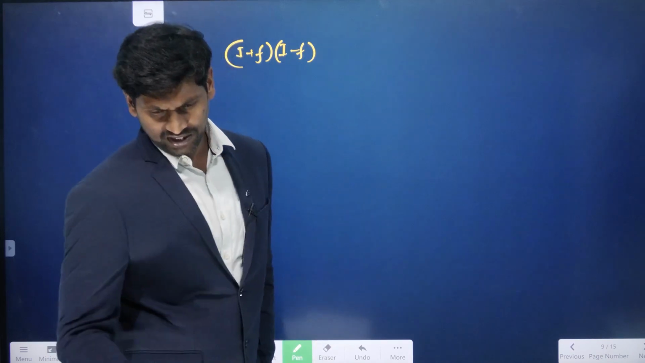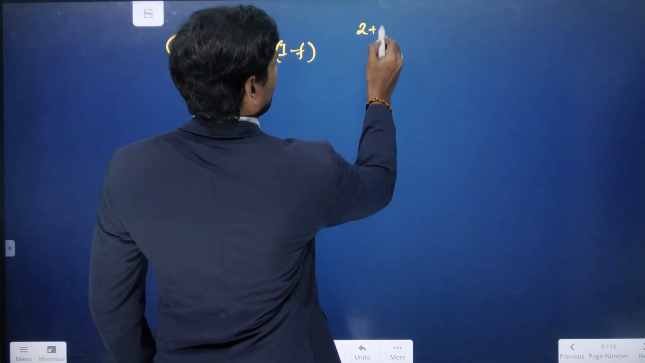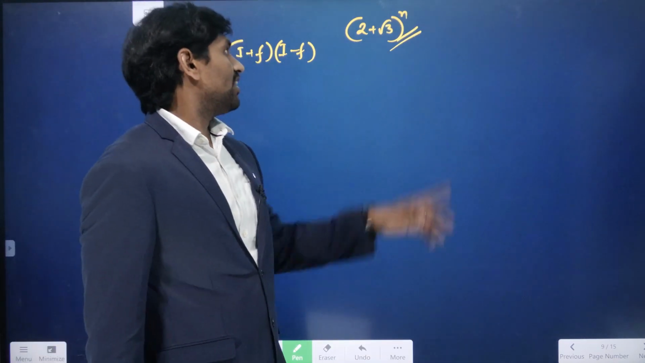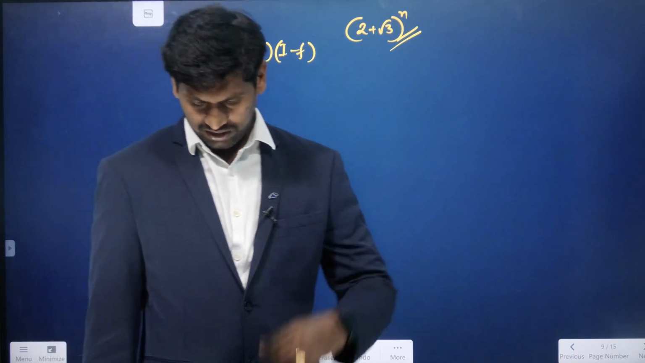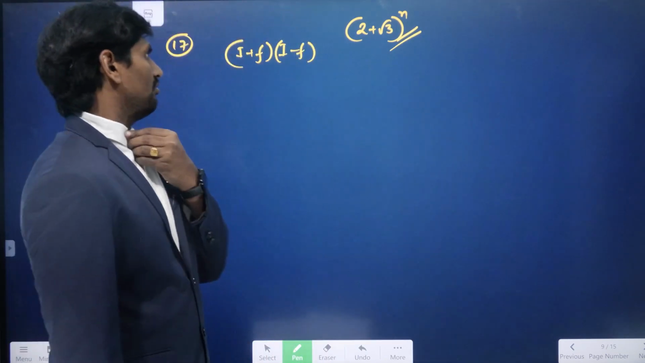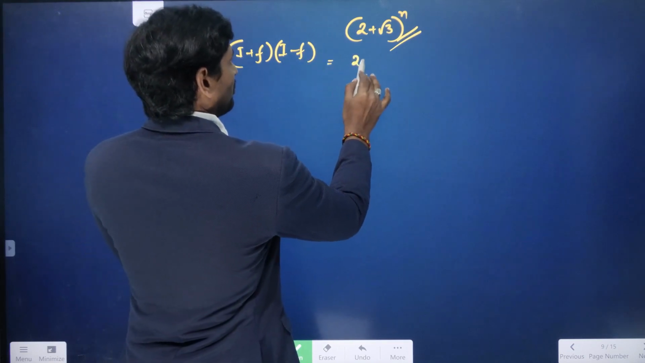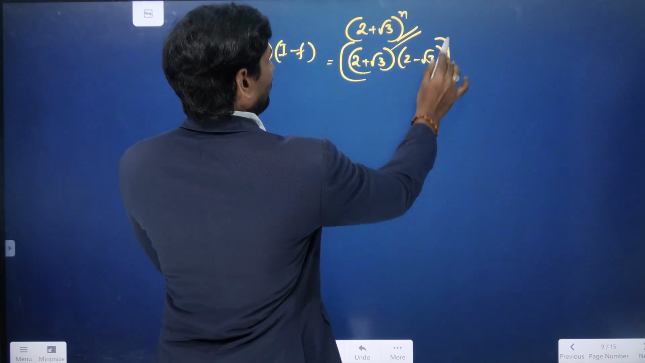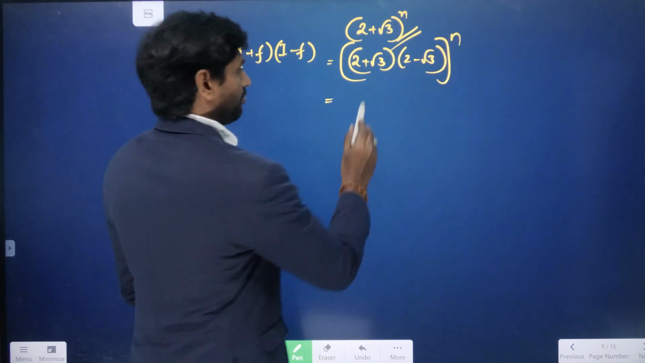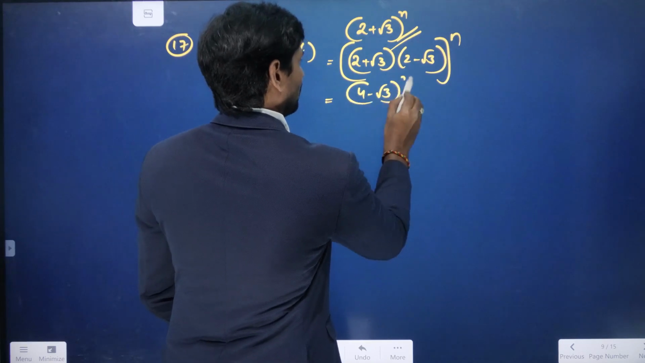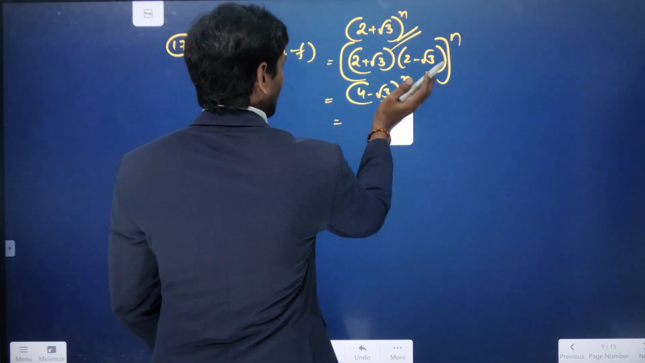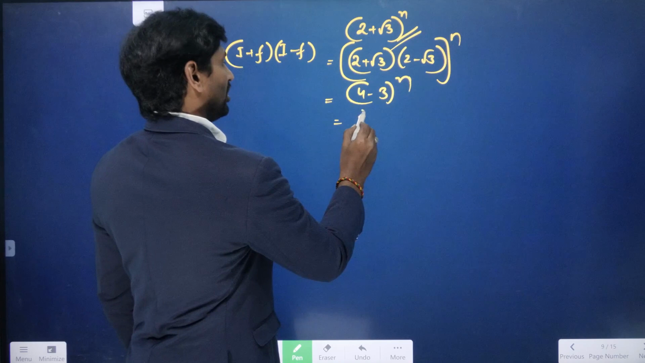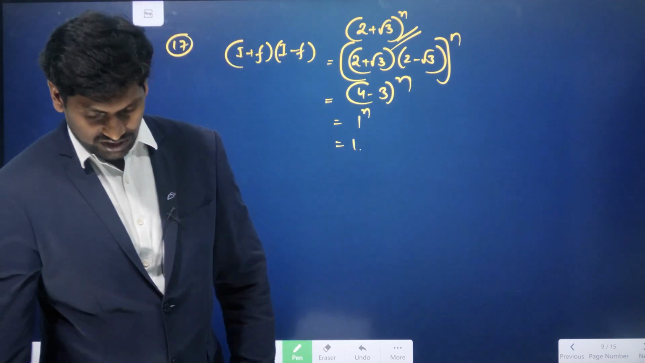But the given expansion is 2 plus root 3 whole to the power of n. So this format we already discussed previously, that the n value, means an even function, will be given. Am I right? Whether the n value is positive or negative. So directly write like this: 2 plus root 3 into 2 minus root 3 whole to the power of n. So a plus b into a minus b format, a square minus b square. So 4 minus 3, 4 minus 3 is nothing but 1, 1 power n is nothing but 1. So the entire answer is 1.